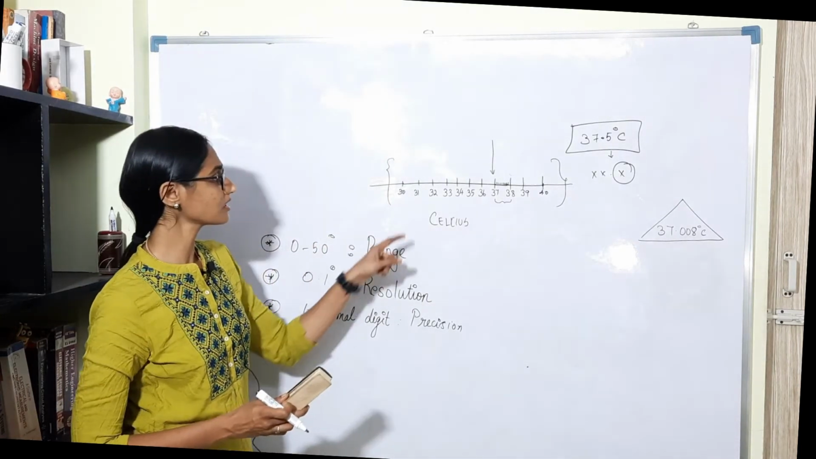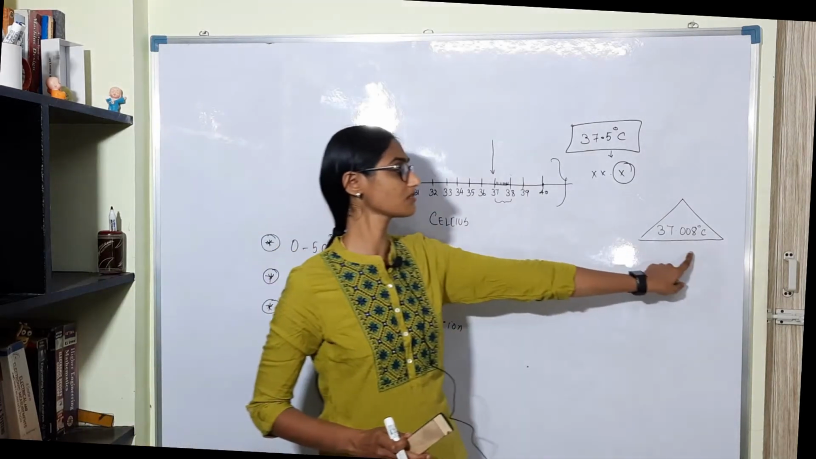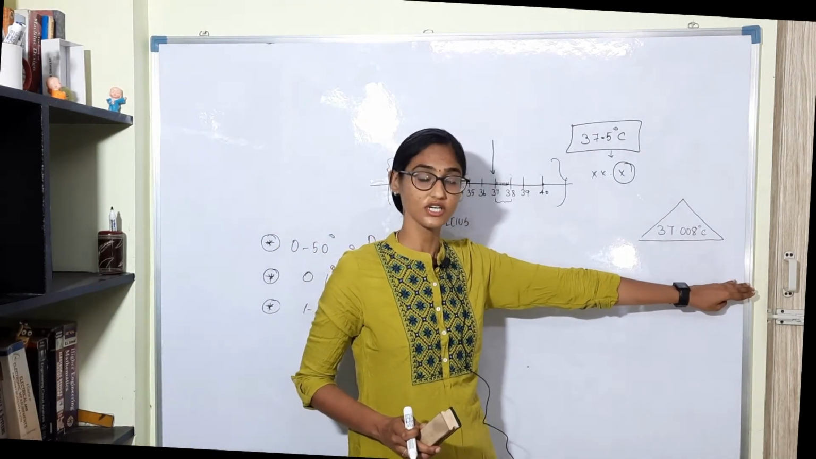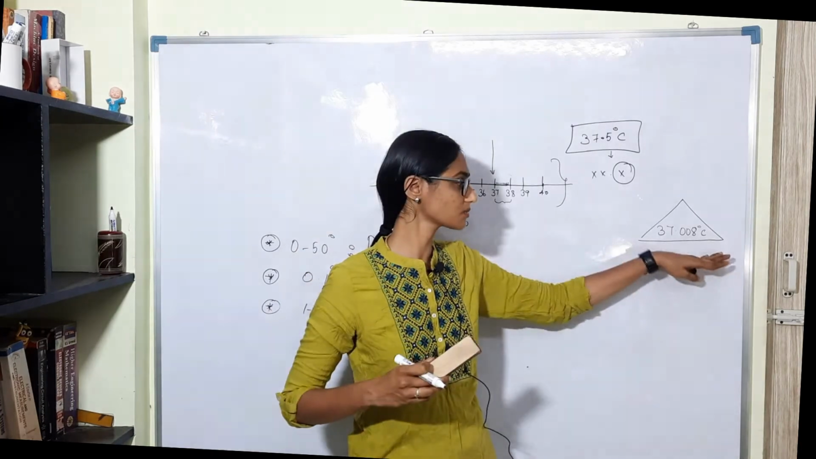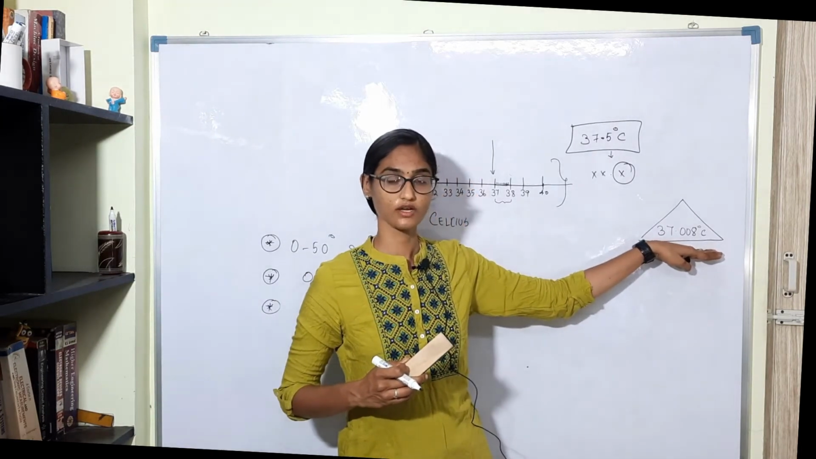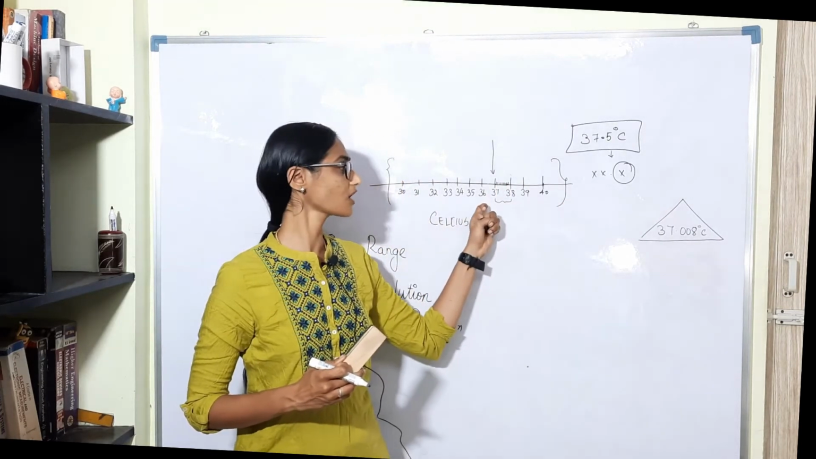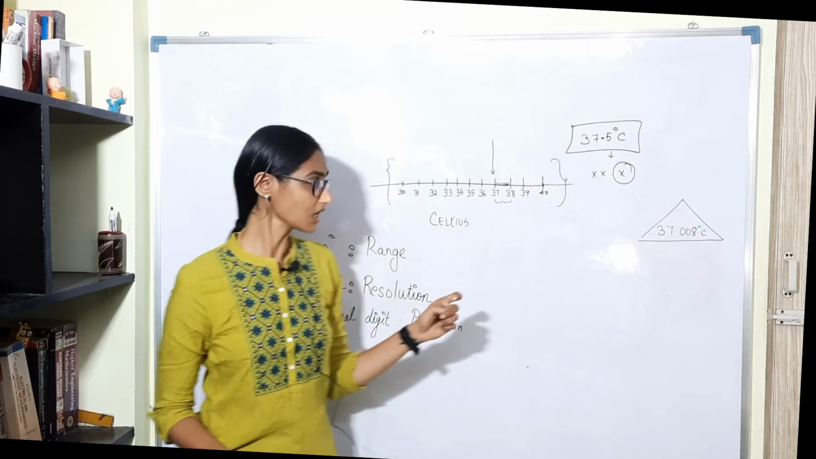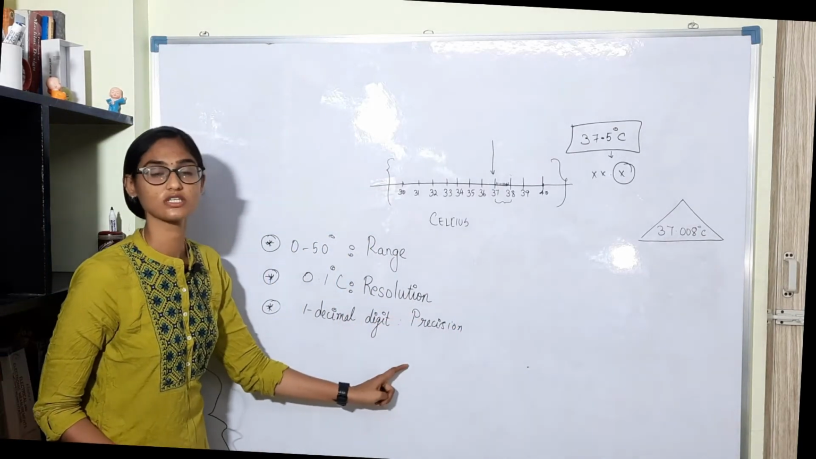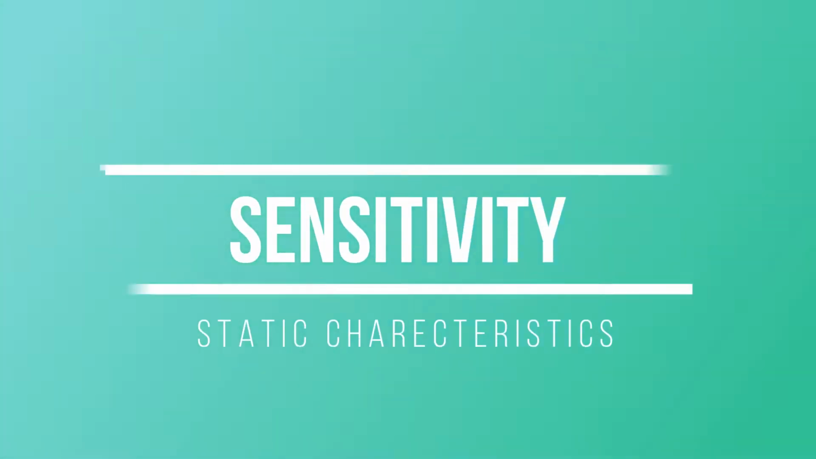Say, for example, it is still measuring this 37.008 degrees Celsius. It is still capable of measuring. The mercury levels will rise corresponding to this temperature. But you won't be able to accurately see it if the device is not precise enough. So, resolution is different, precision is different.